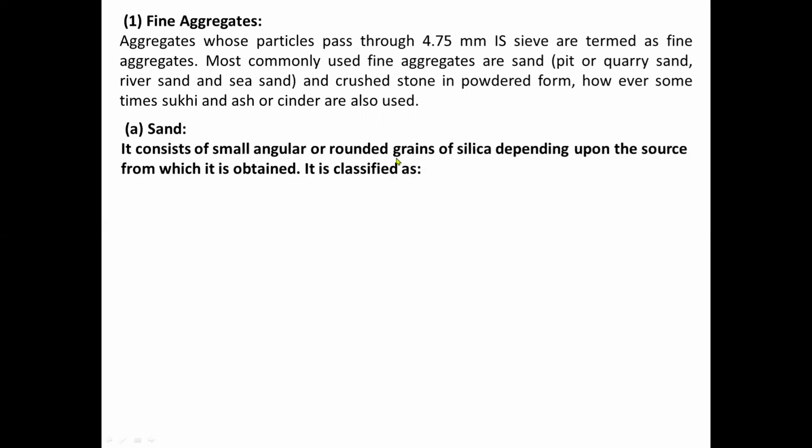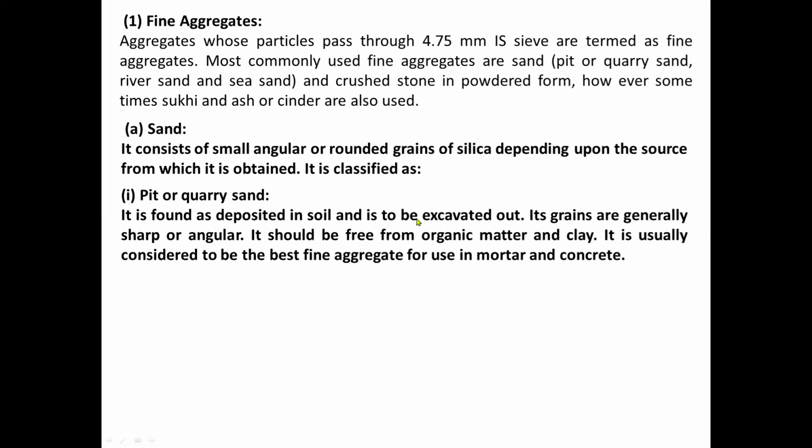First, we have the sand under the classification fine aggregates. Sand defined as consisting of small angular or rounded grains of silica, depending upon the source from which it is obtained, and it is classified as pit or quarry sand. It is found as deposited in soil and is to be excavated out. Its grains are generally sharp or angular. It should be free from organic matter and clay. It is usually considered to be the best fine aggregate for use in mortar and concrete.